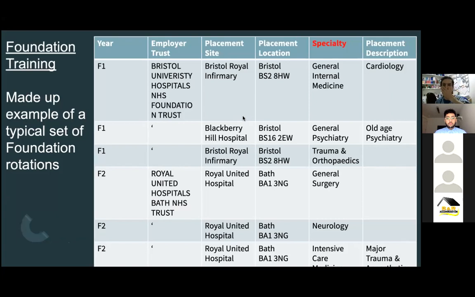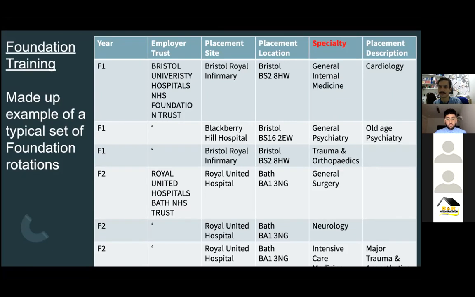So as an F1 and F2 doctor, each rotation is 4 months. So you do 3 rotations in F1 and 3 rotations in F2. If you look at the specialty column in red there, you usually have 2 or 3 medical rotations like cardiology or neurology, then 2 or 3 surgical rotations such as trauma orthopedics or general surgery, and then maybe 1 or 2 community placements such as psychiatry or GP. This is what was given by the UK Foundation Programme Office, just to get a global understanding of medicine as a junior doctor, getting experience in all areas.